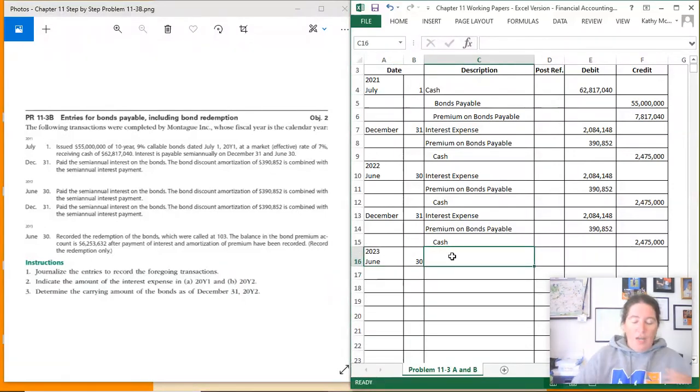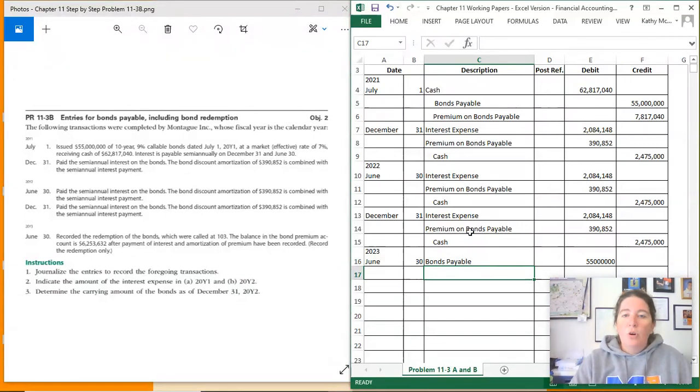Now, the first thing we have to record is our bonds payable. We are paying the people back and getting those bonds back. Up here at the top, we credited our bonds payable. So now we're going to debit it to show that we no longer owe that amount of money.